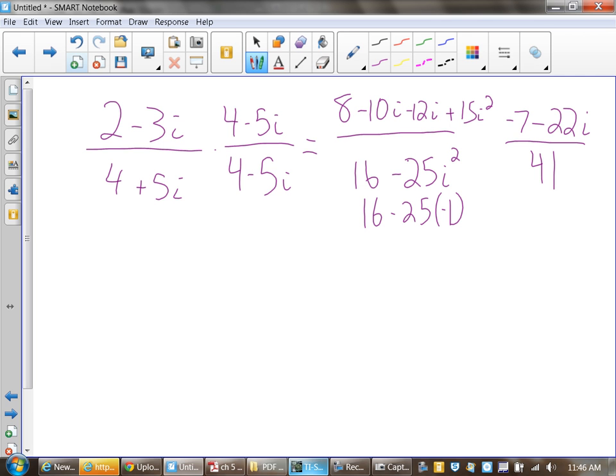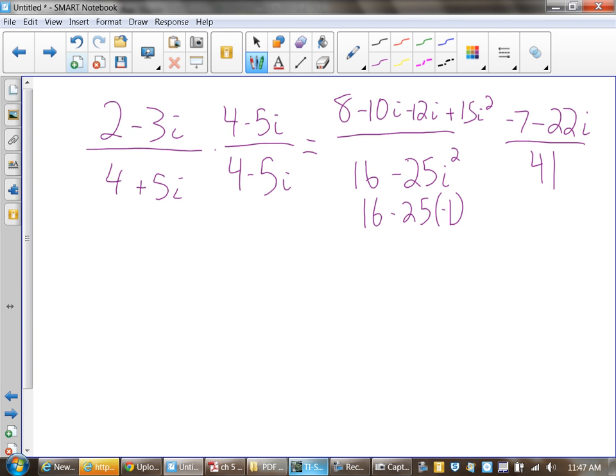Did that make sense? So you just leave it at -7 minus 22i over 41? Exactly. Imaginaries in the numerator, perfectly fine. Imaginaries in the denominator, bad. What if it was on the bottom 5i plus 4? Then you multiply it by 5i minus 4. I know it's the same, but you're not going to see it written like that because that's not proper. The i's always come second.